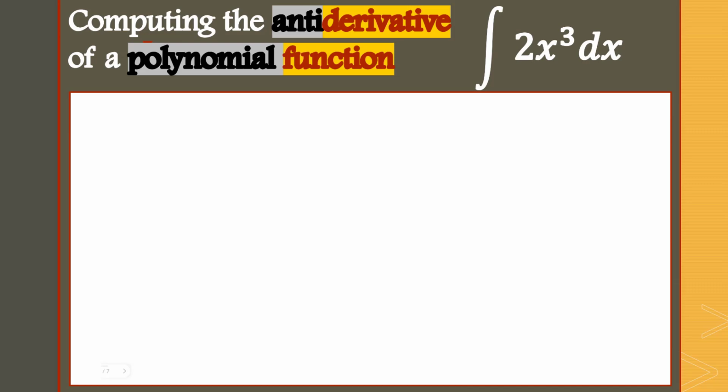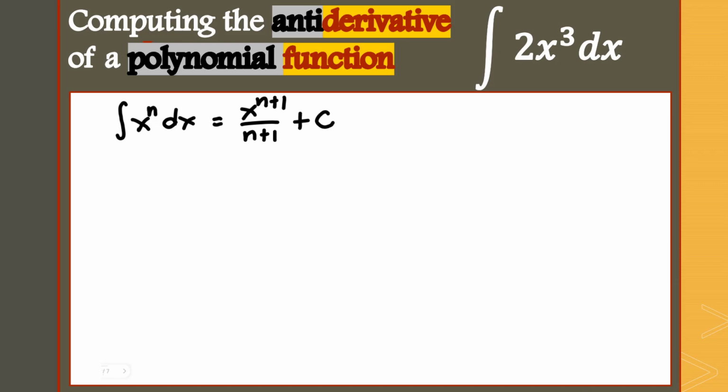Before we start, let's not forget that the power rule tells us that the integral of any function in this form, x to the power of n with respect to x, is identified as x to the power of n plus 1 over n plus 1, plus your constant c.